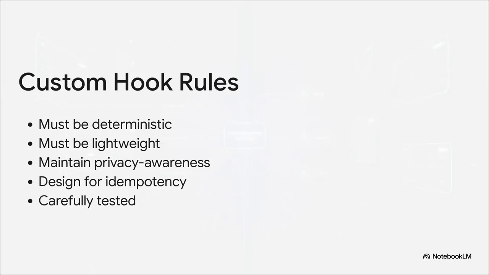Because custom hooks run directly alongside your core application lifecycle, you've got to treat them with respect. You have to ensure they are deterministic and heavily tested to prevent accidental crashes. They need to be extremely lightweight too. I mean, you really don't want a heavy logging hook adding 500 milliseconds of latency to every single action step. And, where practical, make them idempotent. That way, if a hook fires twice during a retry, it doesn't totally corrupt your telemetry backend.